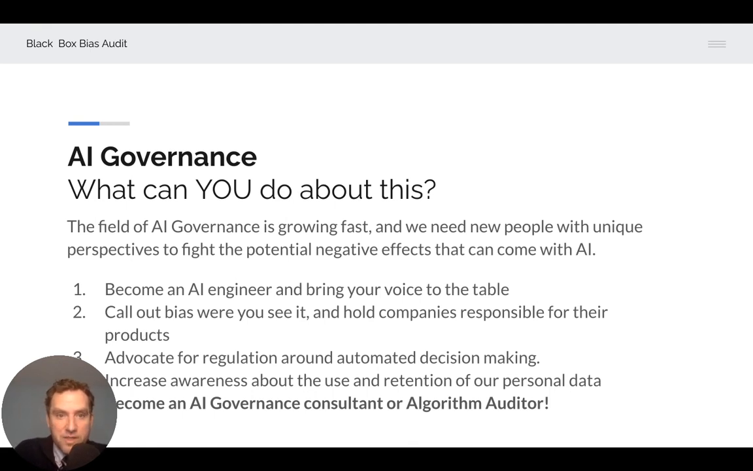You might just want to increase awareness about the use and retention of personal data, or raise awareness in general about AI. One thing you could do is become an AI governance consultant or an algorithm auditor, and that's something that I focused on, and I think it's a worthwhile thing to pursue.